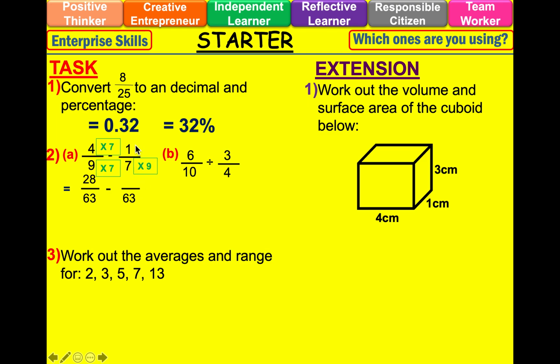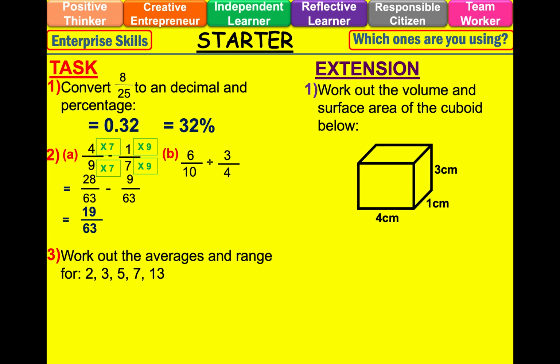Then I'll have to multiply the numerator by 9 as well, which gives me 28 over 63 minus 9 over 63, which is 19 over 63. I don't think it can be simplified any further. So remember, you have to find a common multiple. 9 times 7 is 63 here, which goes into both numbers. And then you have to do the same thing to the numerators.